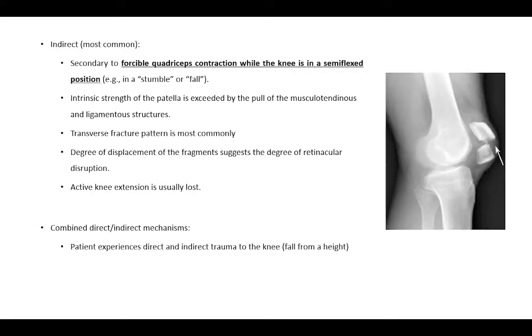The indirect mechanism of injury is a more common method in which the patella is fractured. Here, the fracture occurs due to forcible quadriceps contraction with the knee in a semi-flexed position, such as in a stumble or fall. The intrinsic strength of the patella is exceeded by the pull of the muscles and tendons, leading to the fracture. In such cases, a transverse fracture pattern is most commonly seen. The degree of displacement of the fragments suggests the degree of retinacular disruption, and active knee extension is often lost because the retinaculum is disrupted. A combined direct and indirect mechanism may produce a mixture of these injuries.